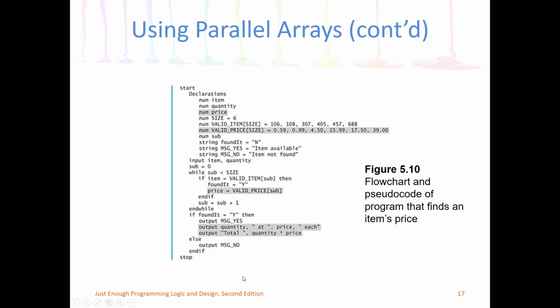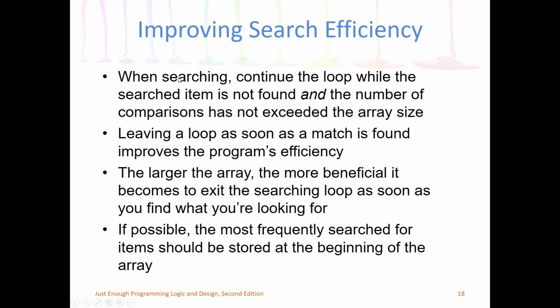And there's your flow chart for that. Leaving a loop as soon as a match is found improves the program's efficiency. That's definitely the way to look at it. The larger the array, the more beneficial it becomes to exit the searching loop as soon as you've found what you're looking for.